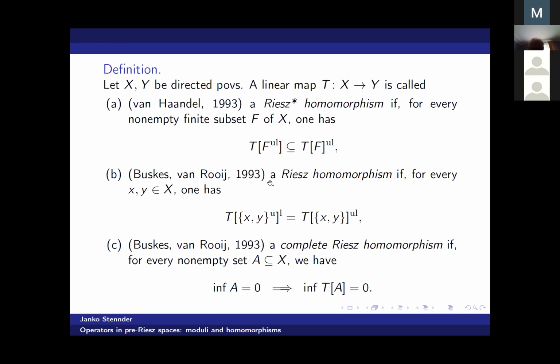And the second generalization is also called Riesz homomorphism. I think Buskes and Van Rooij also called it a weak Riesz homomorphism in their paper, which, this linear map has to satisfy this equality of upper and lower bounds again. And one can easily see that if the partially ordered vector space is a vector lattice, then this coincides with the usual definition of a Riesz homomorphism.